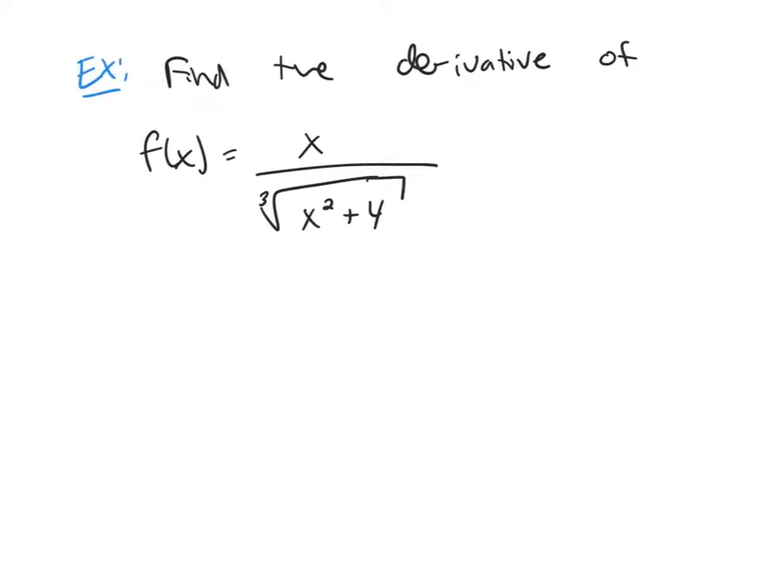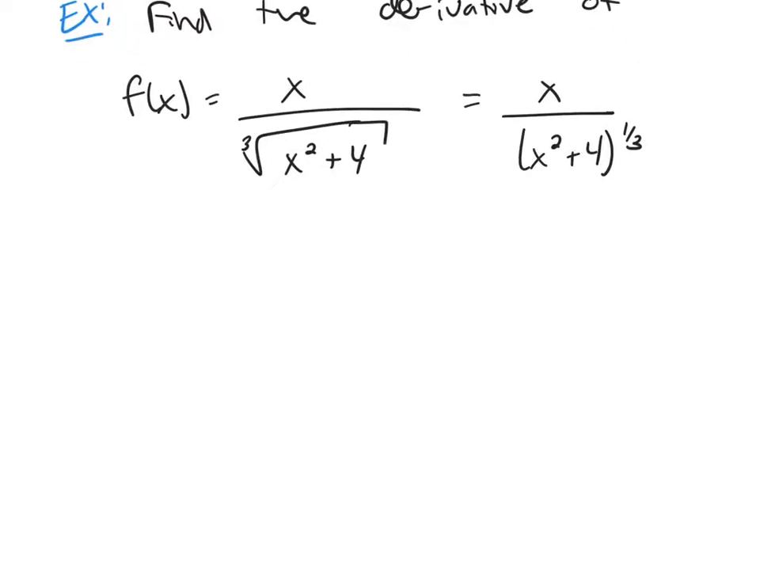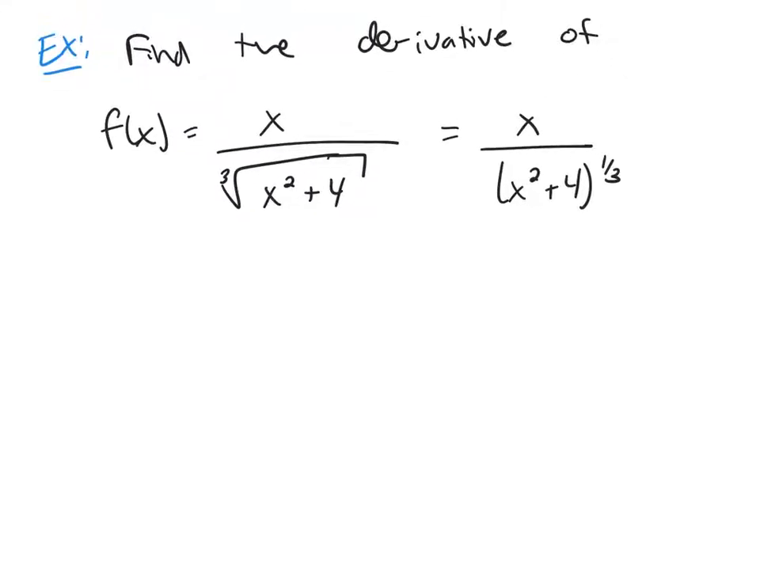So the first thing I'm going to do is rewrite my denominator with an exponent. It's x squared plus 4 to the 1/3 power. And if I look at my function, it is a quotient. I have a numerator and a denominator, so I need to use the quotient rule. Okay, so let's start with the quotient rule.